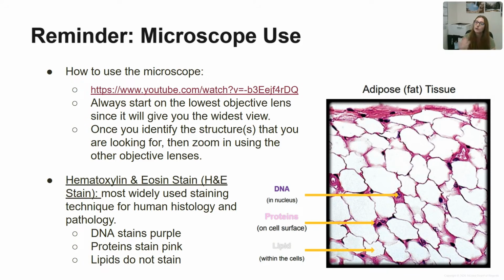Remember that in this lab, we will never use the 100x objective power lens. For most of the microscopes, that's going to have a little piece of red tape around it. That is an oil immersion lens. We do not use oil immersion mounts in our lab, so we never have to use that lens to look at our slides.